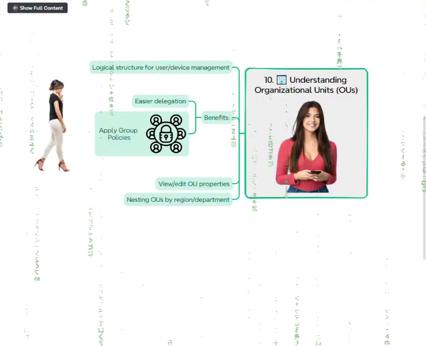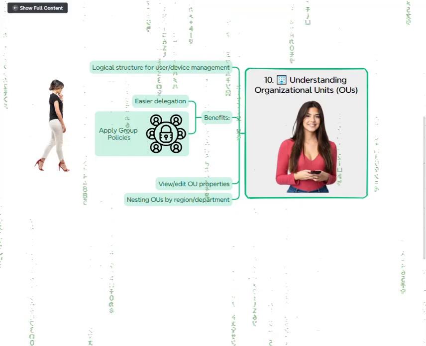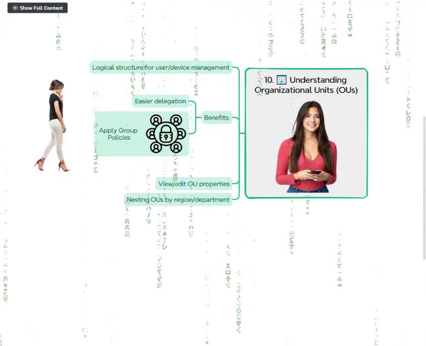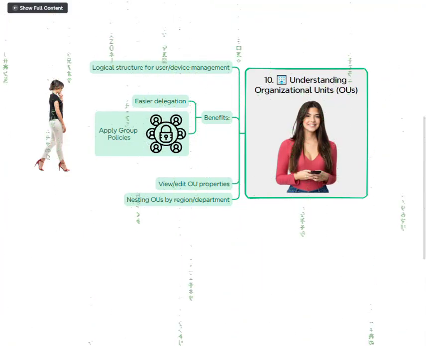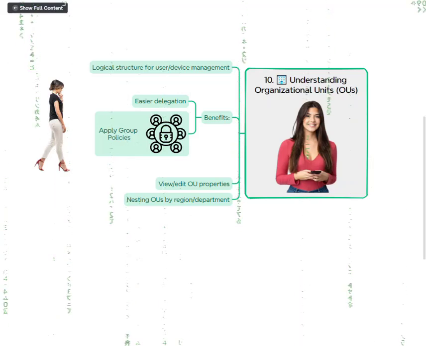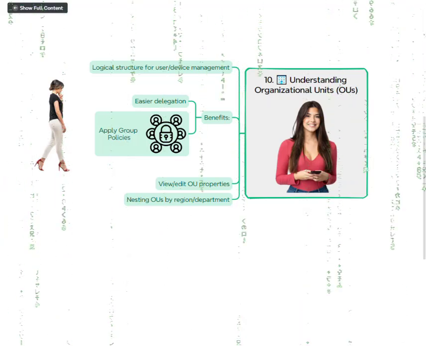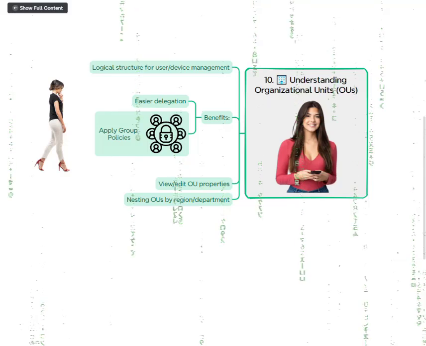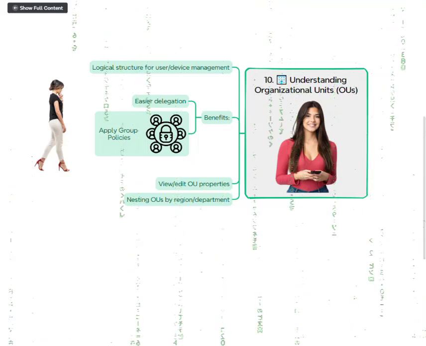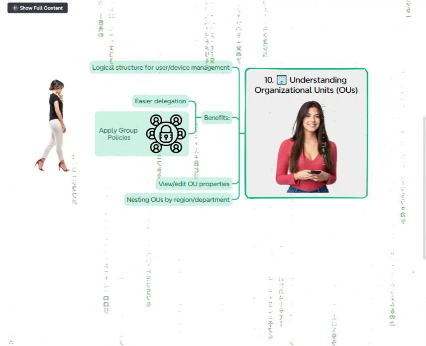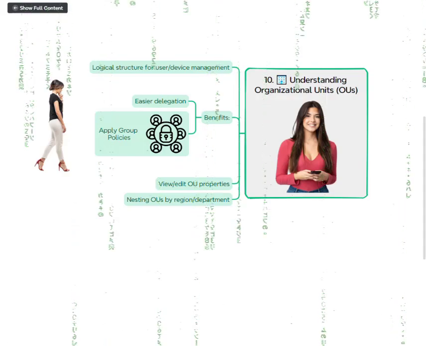10. Understanding organizational units. OUs are how you keep your Active Directory neat and tidy. Think of them like folders for users, computers, and groups. You might create one for each department or office and nest them as needed. For example, the business group. This structure helps with everything from management to policy enforcement.